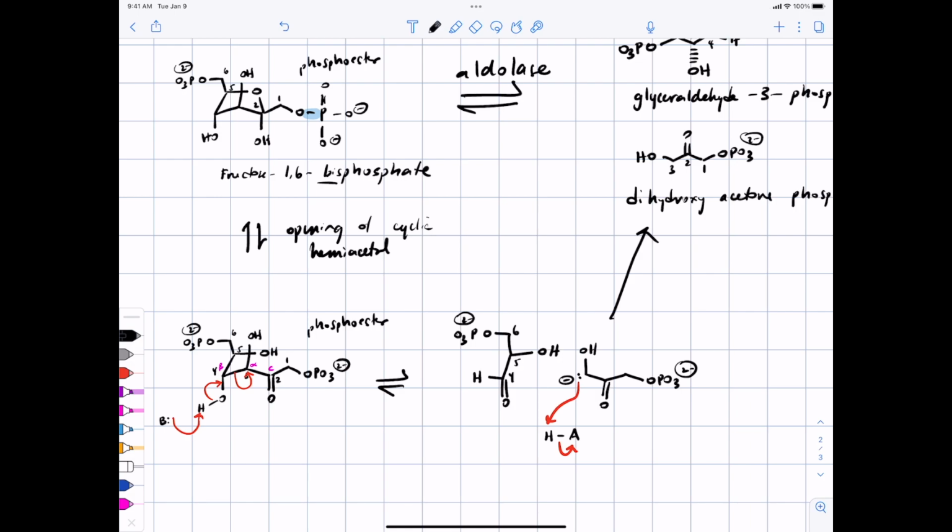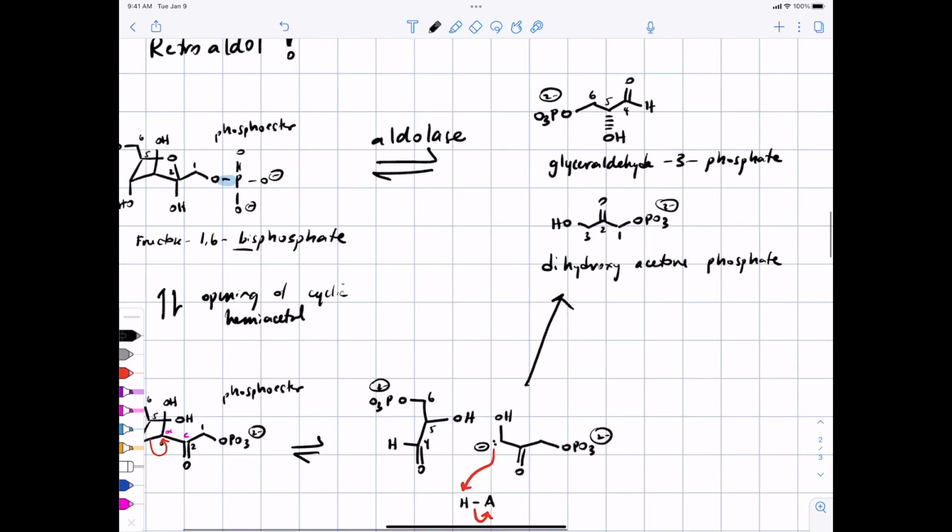Questions you want to ask about that? Can these two products switch back and forth like glucose and fructose could? Yes, and that's the beauty of this, because the next step is going to be to convert the half of our material that's dihydroxyacetone phosphate into glyceraldehyde 3-phosphate. So at that point we have taken a 6-carbon sugar and converted both pieces of it into the same thing. This is the efficiency that nature builds in. All right, other questions?